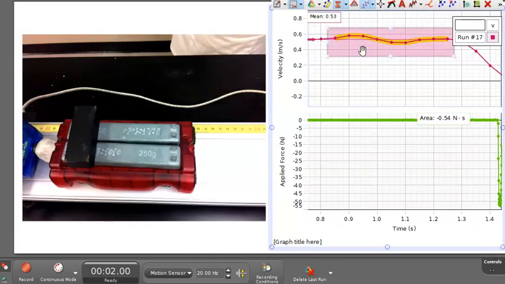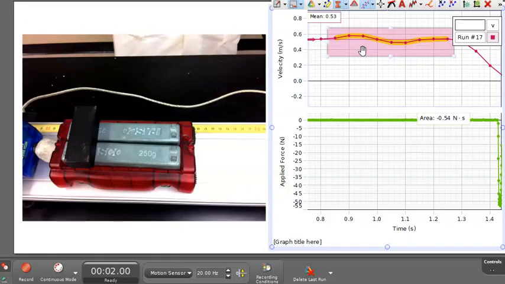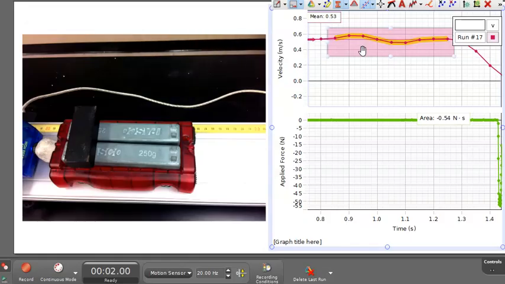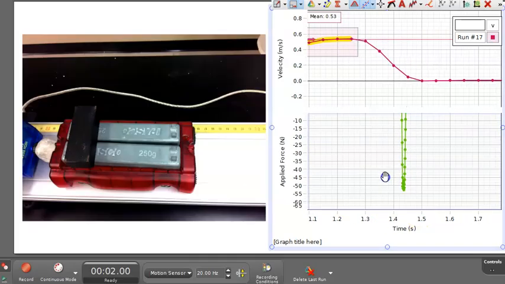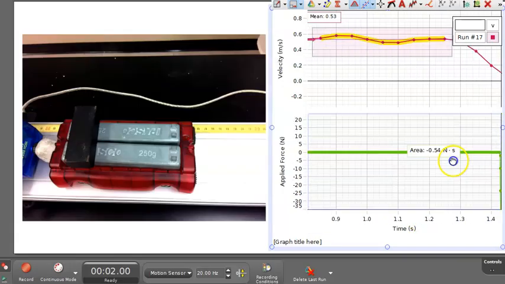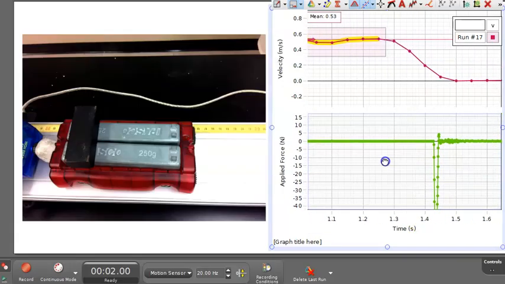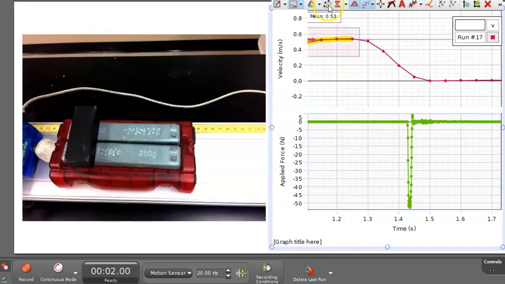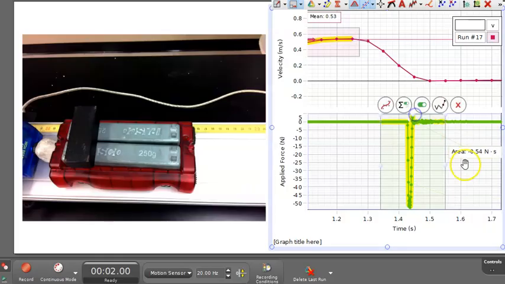So the initial velocity is 0.53 meters per second. We're multiplying it by 1 kilogram, so we have a momentum of 0.53 kilogram meters per second. The change in velocity, since it's going to 0, means it's negative 0.53. Now let's take a look at the impulse, and we see the impulse on our area is going to be 0.54. There we go. The area is 0.54. And I can actually look at just the area of the collision itself, and we get negative 0.54.